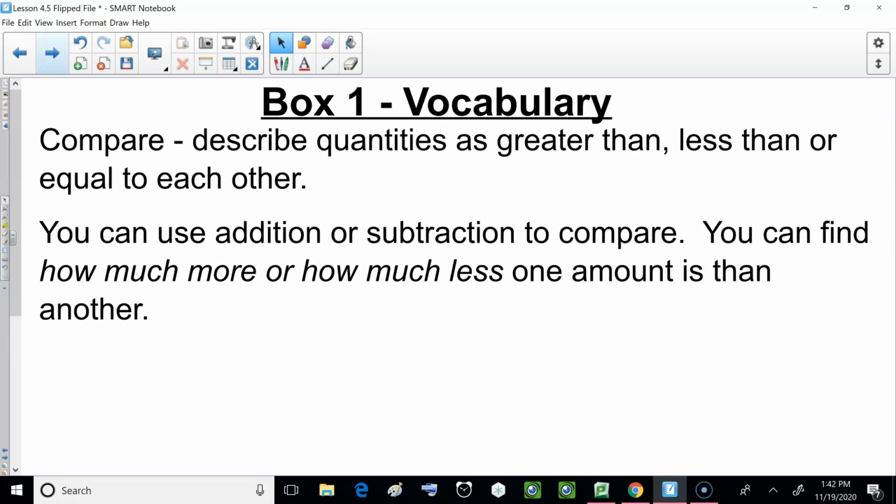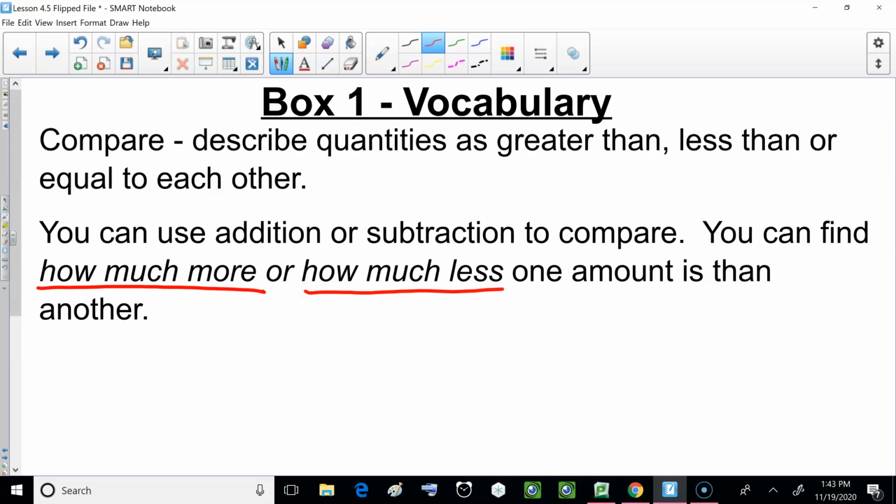So compare, as we learned about the other day, it's described quantities as greater than, less than, or equal to each other. You can use an addition or subtraction to compare as well, not just multiplication and division. You can find some phrases that you're going to see in questions. That's why reading the question part twice is really important. How much more or how much less one amount is than another. That usually means an addition or a subtraction problem to help you solve your work. So you can maybe write down those key questions, that little section that's new to our notes from today. So you can pause the video, add that right now.